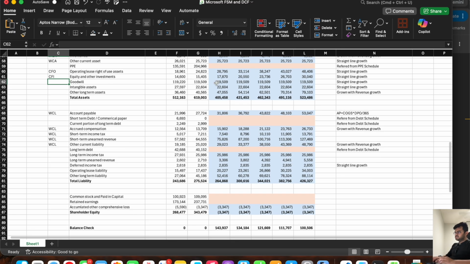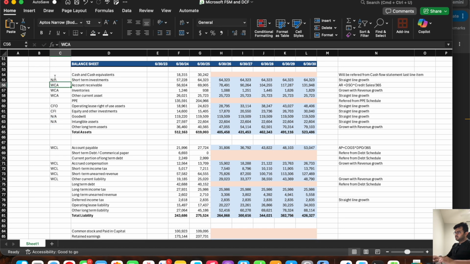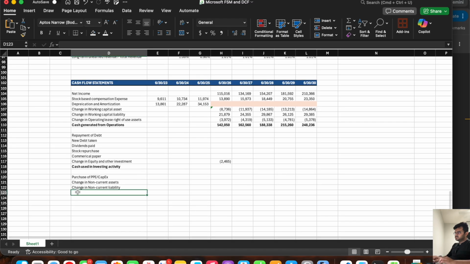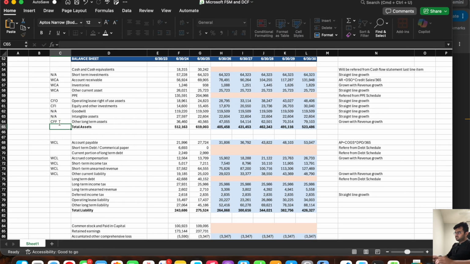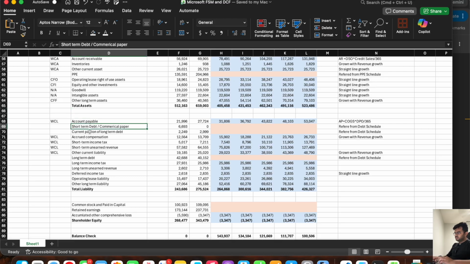Then the next two items, technically we should put them in the cash flow, but since I assumed they are not going to grow, it is just going to be a straight line, so it doesn't make sense to put them there. So I'm not going to add them anywhere in the cash flow statement. I'm just going to put not applicable here. Same with short-term investment. Then other long-term asset, this is the financing activity which we already put in here, so this is coming in cash flow from financing. So we have made sure every item in total assets is covered in our cash flow statement.